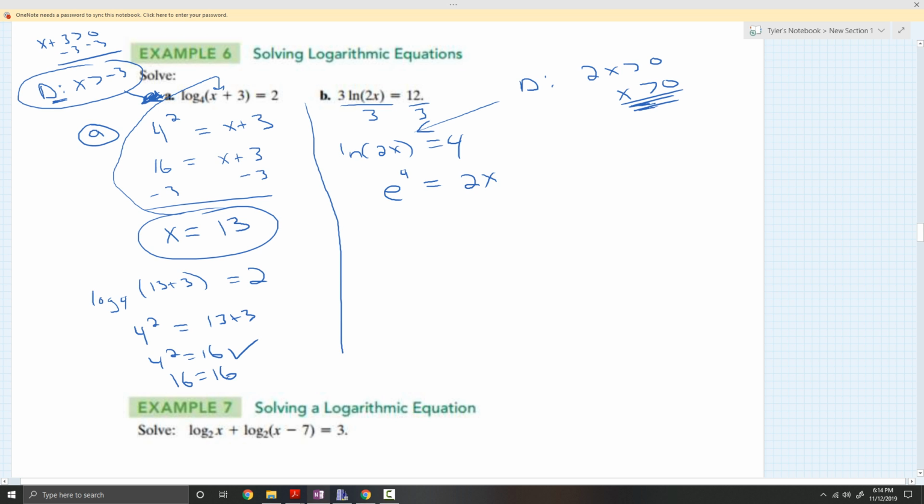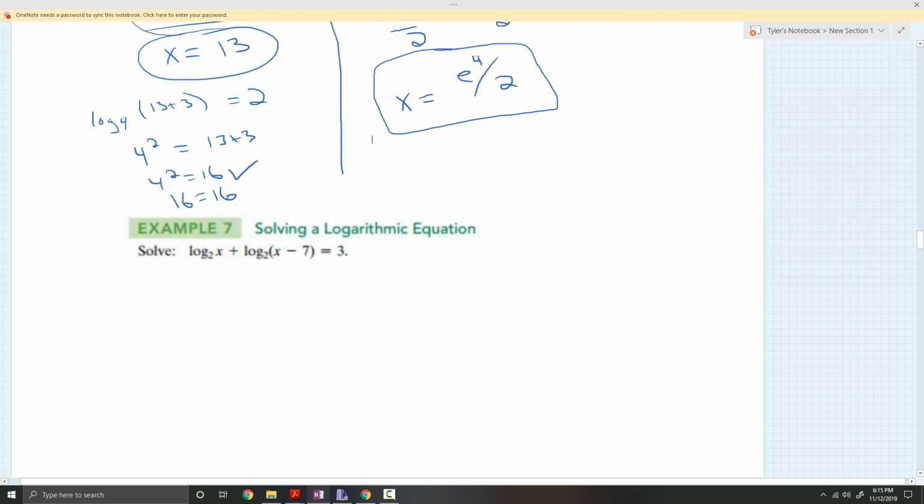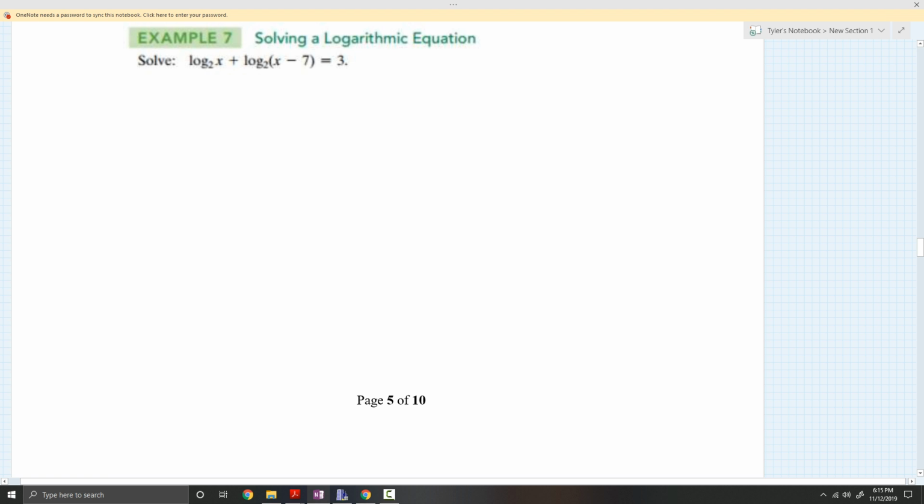And then I could divide both sides by 2 and get x equals e to the 4th divided by 2, right? And don't forget, e is a number. It's just like pi. It's just a symbol we use for that irrational number. So that's the exact solution. And of course, you could plug that in your calculator and get an approximation if you were asked, or if you wanted to have that.